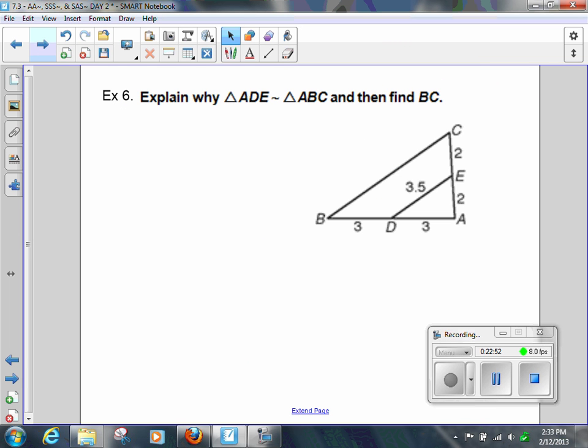All right, look at what it says. Explain why those two triangles are similar, then find BC. What do you call it? Yeah, mid-segment.